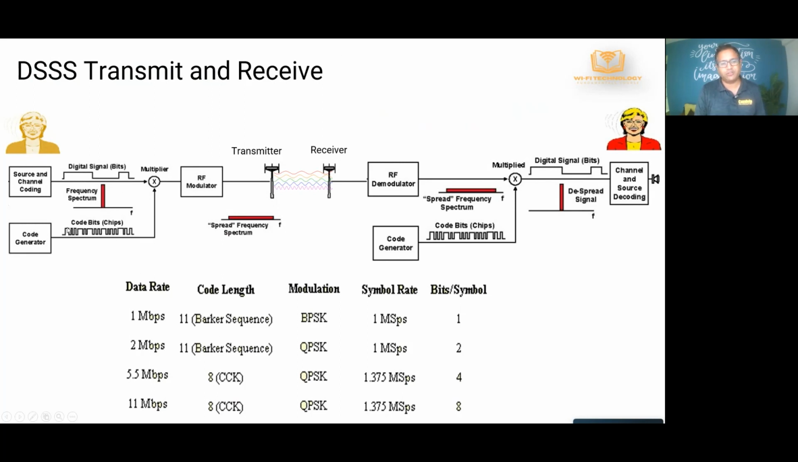So if you're using a smaller length, for example, an 8 chip code length, that means that you're using a lesser number of bits to encode the data. That means that you can get higher throughput, right? So that's how you achieve this 5.5 and 11 Mbps.